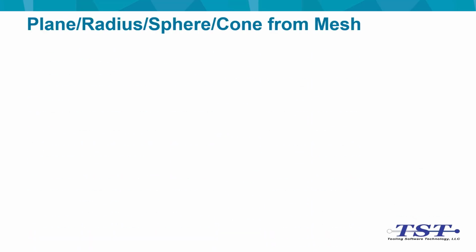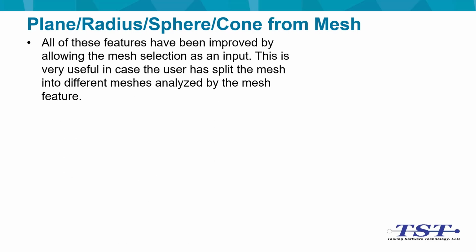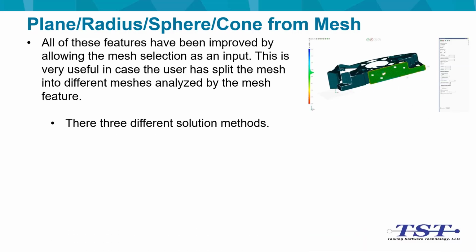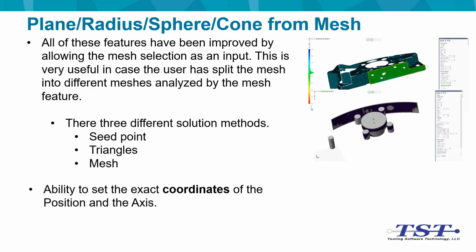Within planes, radiuses, spheres, cones from Mesh, you have the ability with all three of these to allow for mesh selection as an input. This is very useful in cases the user has split the mesh into different meshes analyzed by the mesh features. There are three new options for different solutions within these commands: seed points, triangles, and mesh. You also have the ability to set an exact coordinate for the position and the axis, and you can evaluate the results for quicker comparison as well.